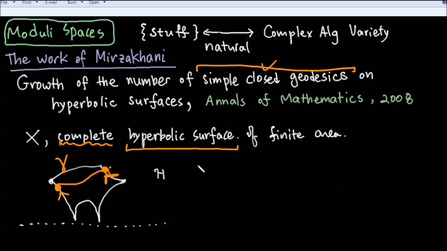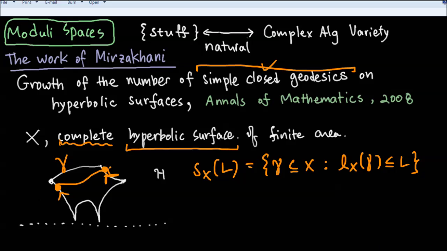And she wanted to count the following: given a hyperbolic surface, you come up with a real number L, and we're going to look at simple closed geodesics in that space X such that the length of that simple geodesic is less than or equal to L. Of course, she's not looking for a closed formula for this, but she's calculating an asymptotic result.